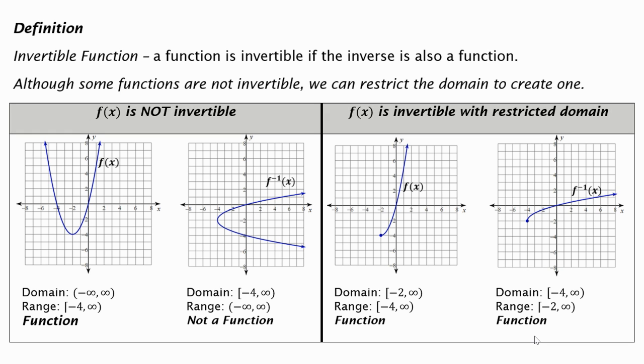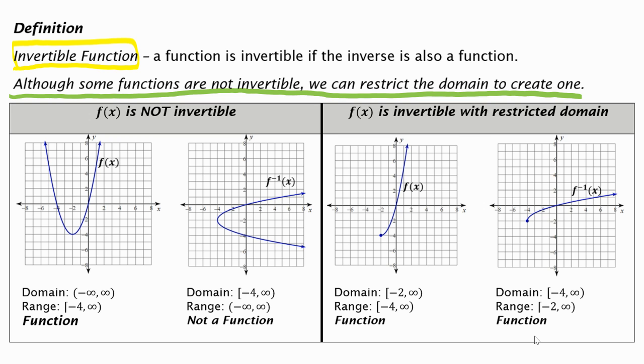So this leads us to our definition that we're going to see come up in this section and the next section, which is talking about, again, an invertible function. So an invertible function is a function where the inverse also creates a function. Another big piece we're going to see is that although some functions are not invertible, we can actually restrict the domain of a function to create an inverse that is invertible.